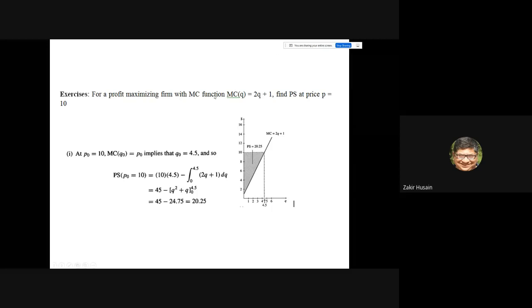So for a profit maximizing firm with a marginal cost equal to 2Q plus 1, what is the producer surplus at price equal to 10? So at P equal to P0, the marginal cost is equal to P0. So this implies that Q0 is 4.5.